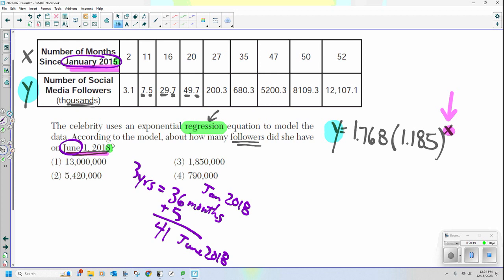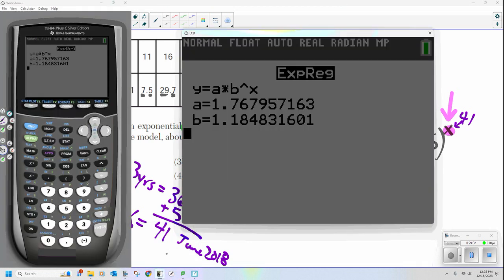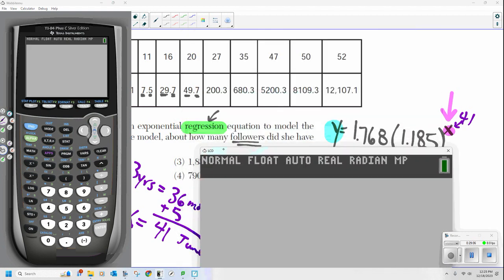It's a dirty multiple choice question. So they want to know, when X is 41, what's my Y value going to be? Goodness gracious. And it gets dirtier. Just wait, kids. Our equation was 1.768 times 1.185 raised to the 41.